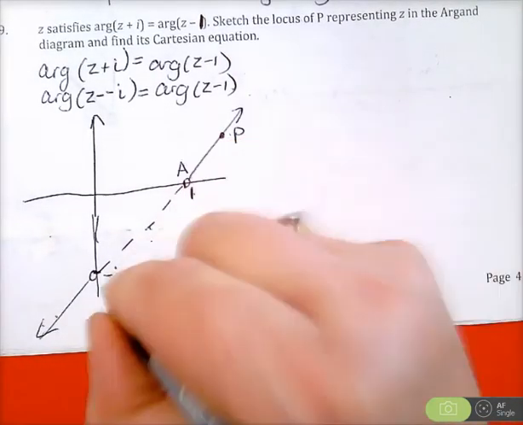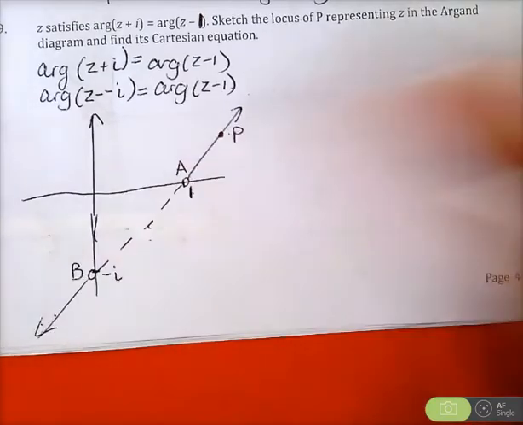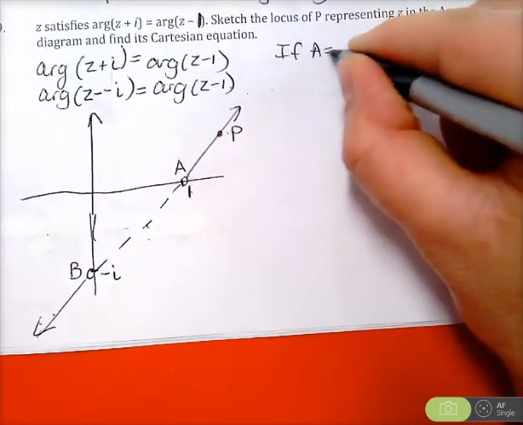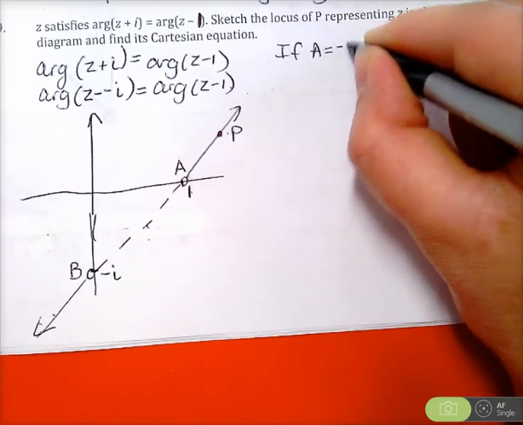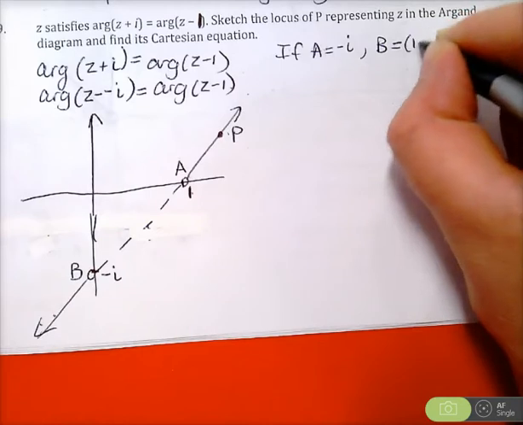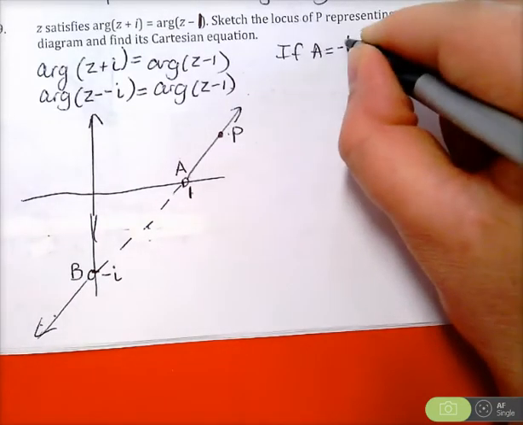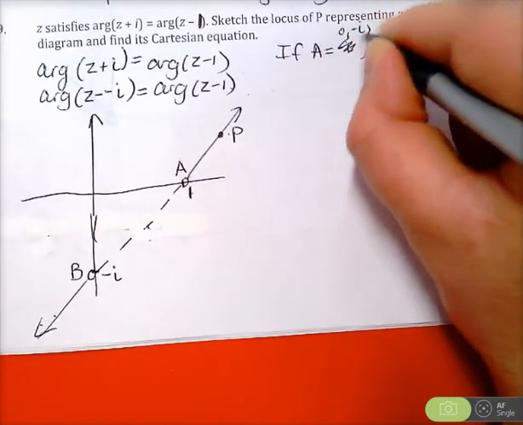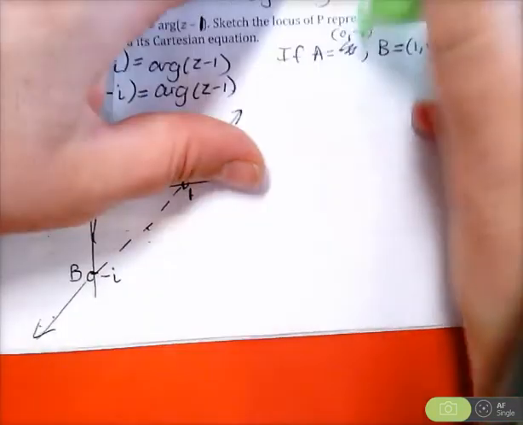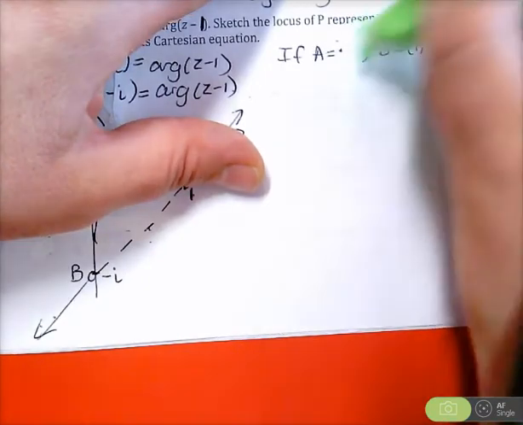Okay, I'll call this one point A. I'll call this point B, and I'll just write up here, if A represents the complex number negative i, and if B is 1, 0. I better put 0, negative i, or negative 1. It doesn't matter. I'll just write A is negative i. That's the complex number.